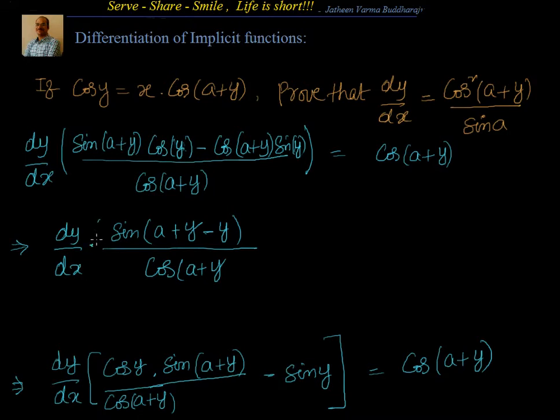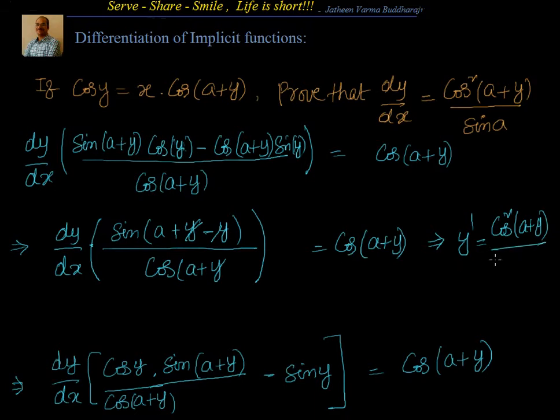So dy by dx multiplied with sine of a plus y minus y cancels, is equal to cos of a plus y, or we can write dy by dx or y dash is equal to cos of a plus y into cos of a plus y, that is cos square a plus y divided by sin a, which is what we have to prove.